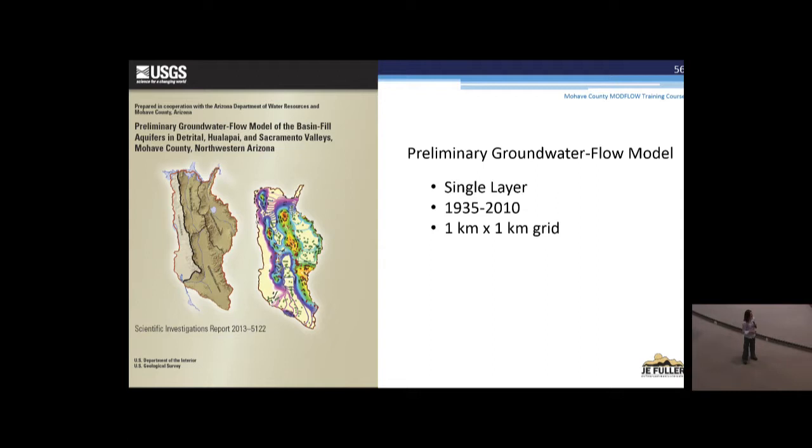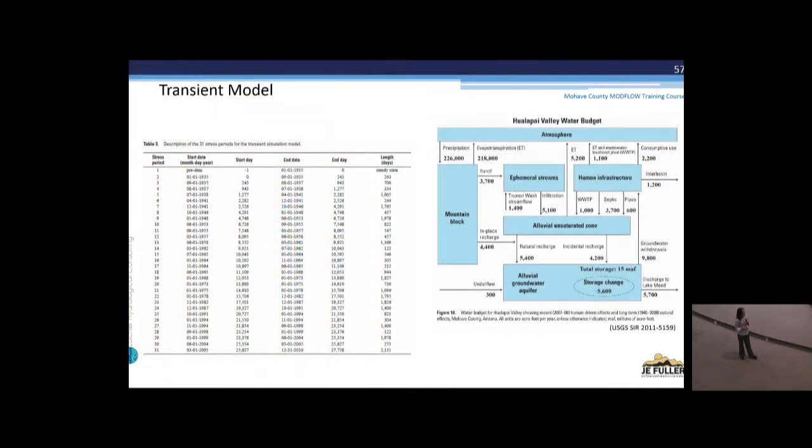So a single model layer modeled over this transient period, 1935 to 2010, and a 1,000-meter square grid. These were the time steps. So there were 21 time steps ranging from, this is the steady state here, the first time step, and then 1935 up to 2005. And this just tells the start dates. They varied in length from a few years, like 5 years, to a few months.